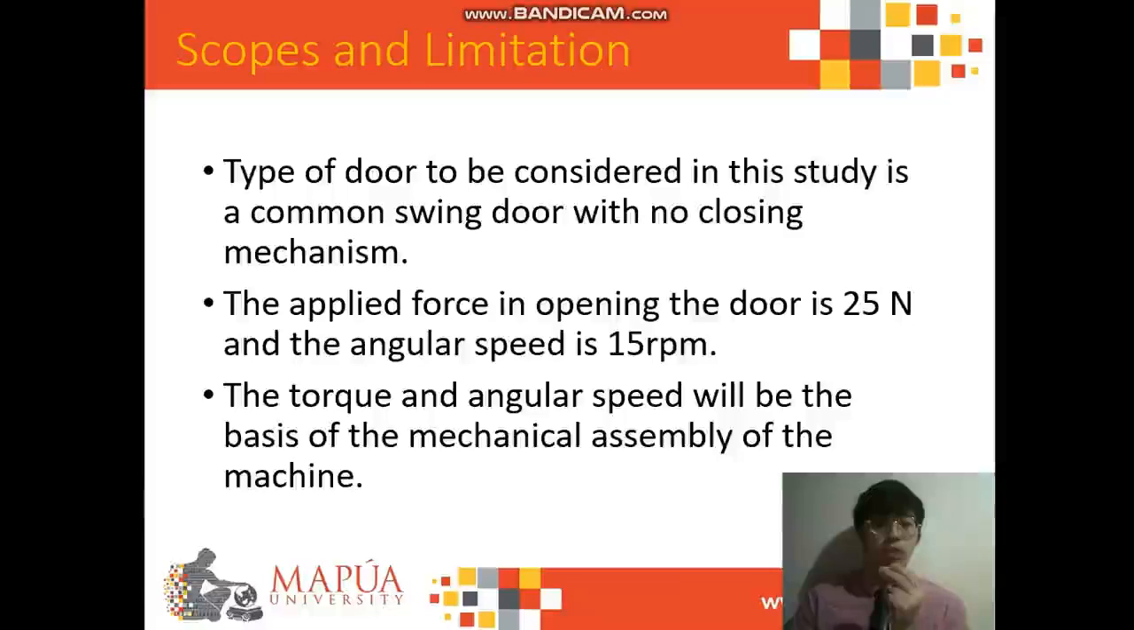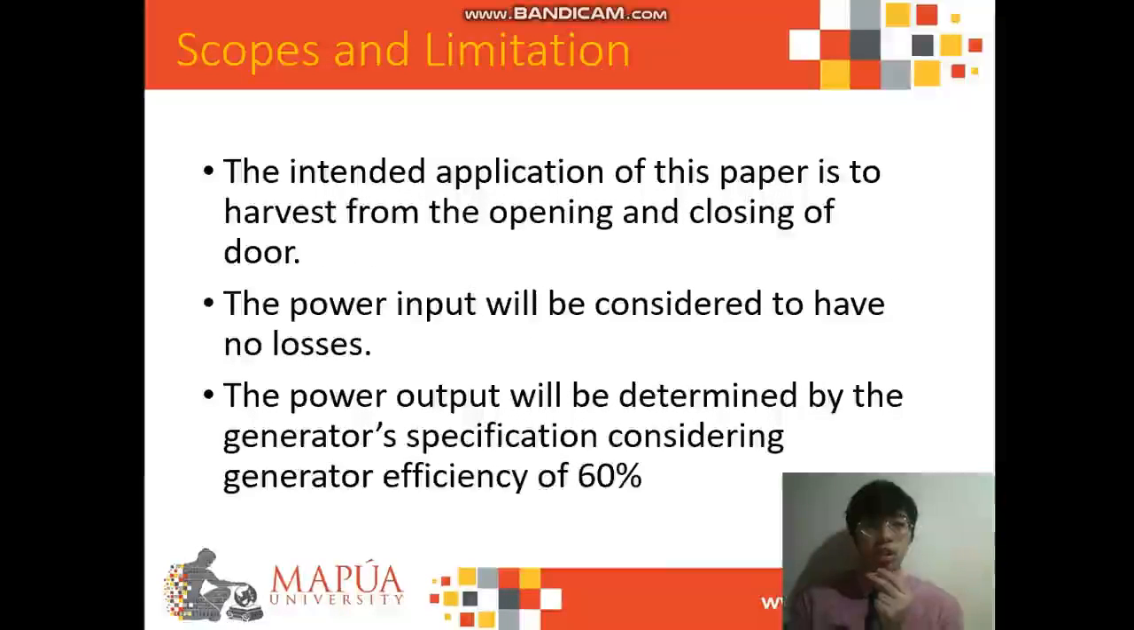So these are our scopes and limitations. The type of door to be used is a common swing door with no closing mechanism. The applied force in opening the door is 25 Newton and the angular speed is 15 rpm. These are from our related literature. The torque and angular speed will be the basis of the mechanical assembly of the machine. And the intended application of this study is to harvest from the opening and closing of door.